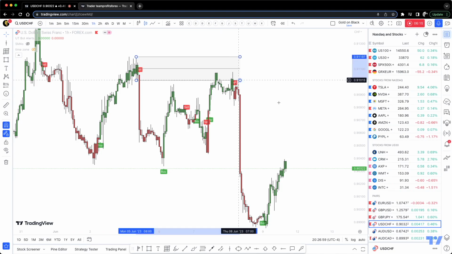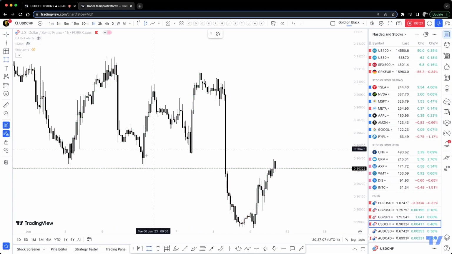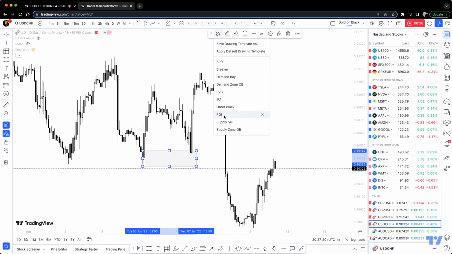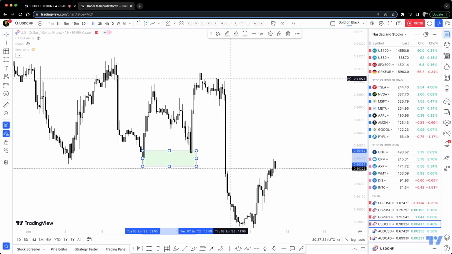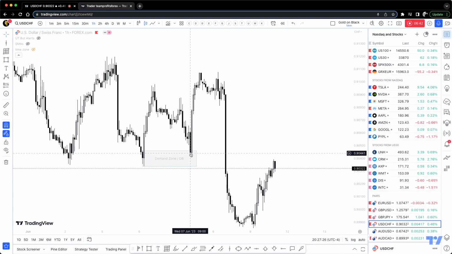Let me actually hide the indicator again. I'm going to give you a couple of examples. So right here, there's actually another zone. It's a nice demand. This time, this is actually a demand zone. Hold on. We have a demand zone right there. So let's see what the indicator is telling me.